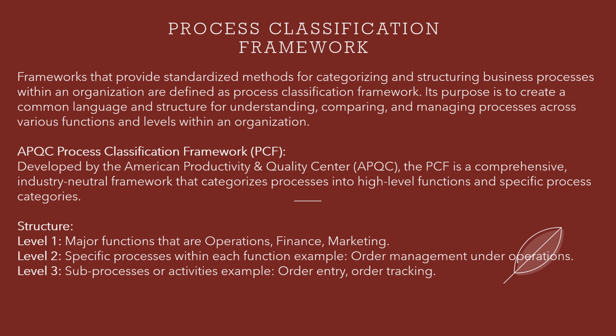Level 2, specific processes within each function. Example: order management under operations. For Level 3, sub-processes or activities, for example, order entry and order tracking.